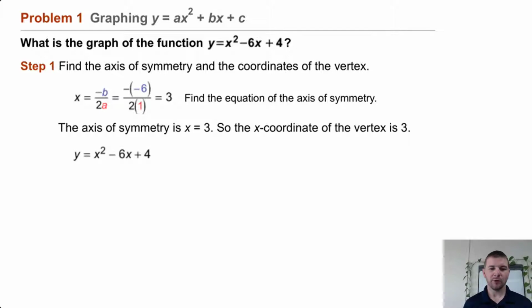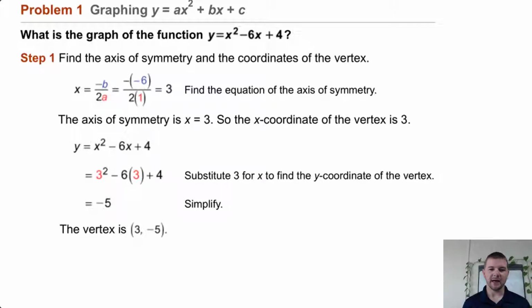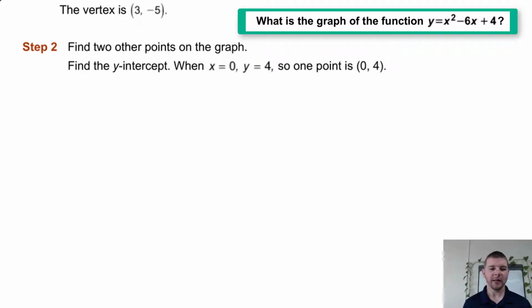Substituting 3 into the equation, we find y equals 3 squared minus 6 times 3 plus 4, or negative 5. So we can now state the vertex is the point 3, negative 5. Step 2, find 2 other points on the graph. First we'll find the y-intercept. When x equals 0, y equals 4. So one point, the y-intercept, is 0, 4.